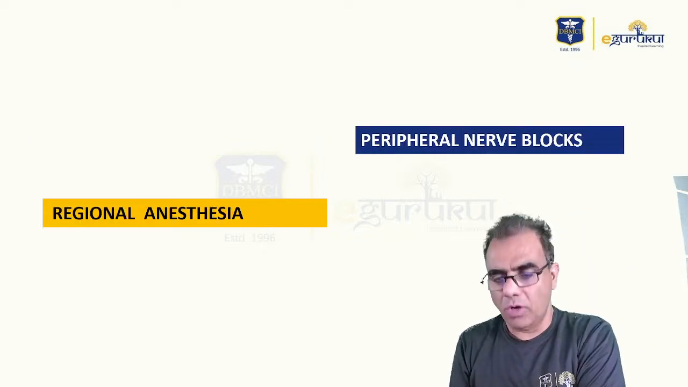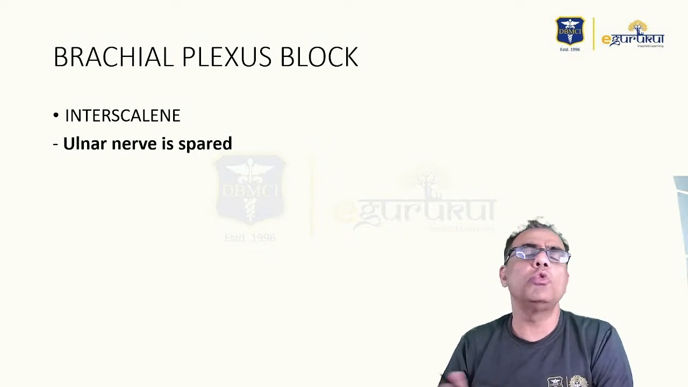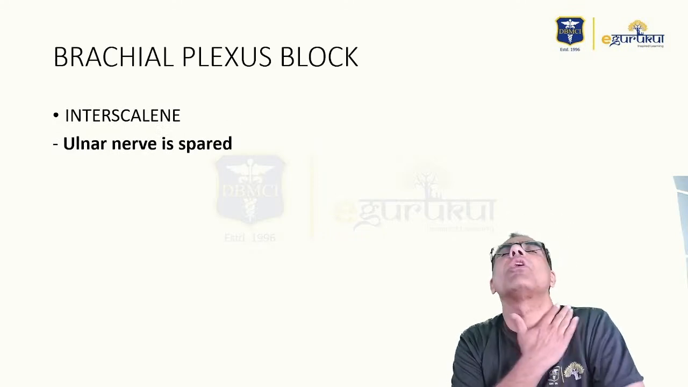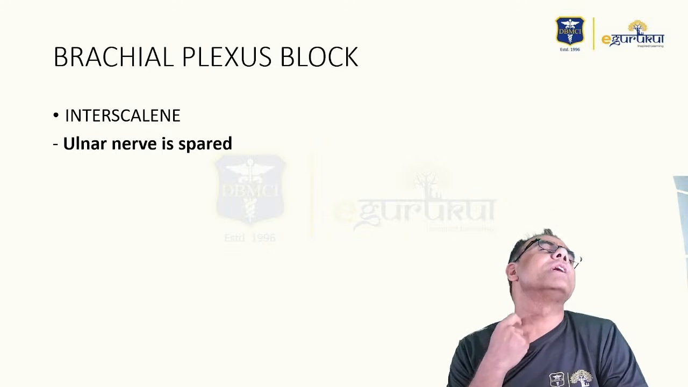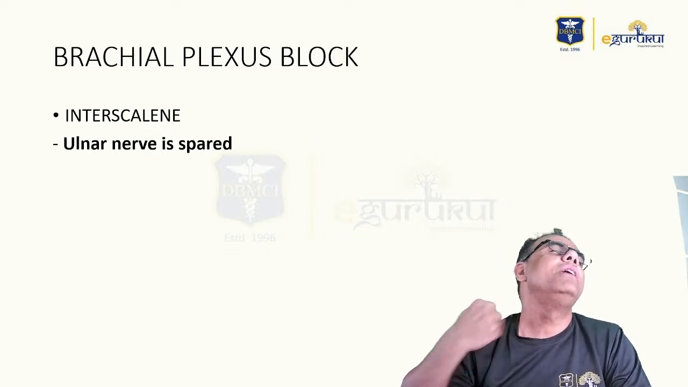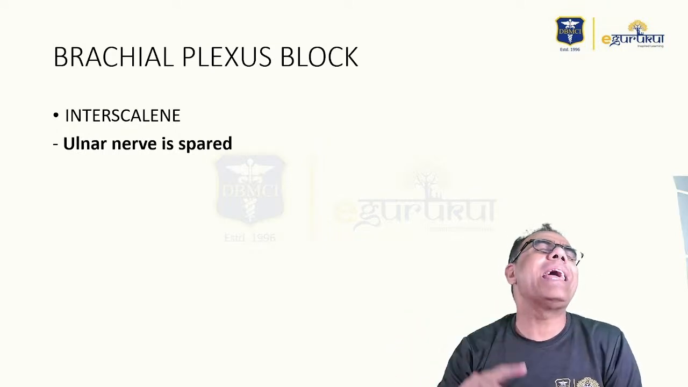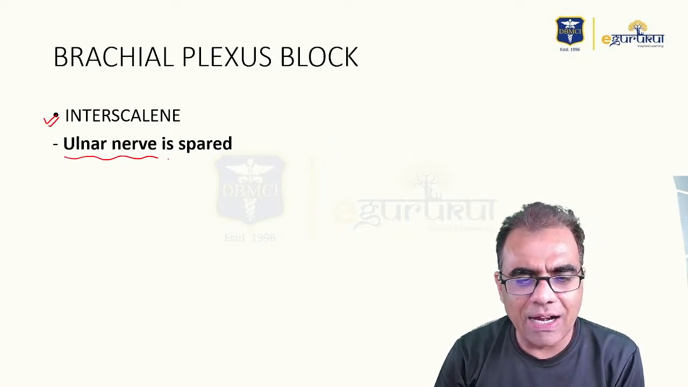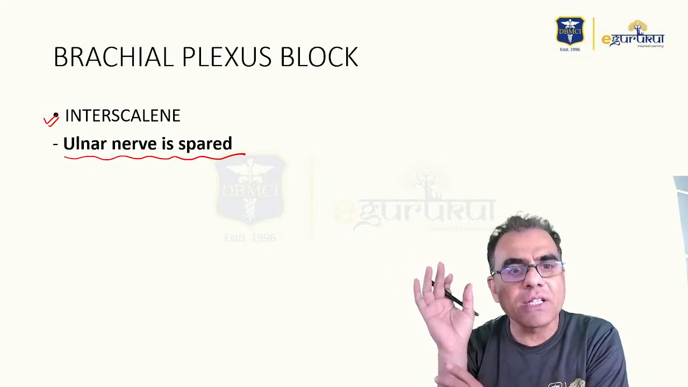Now, peripheral nerve blocks. Among the peripheral nerve blocks, most commonly used is the brachial plexus block. And brachial plexus is blocked for upper limb surgery, obviously. And brachial plexus we can block at four sites: between anterior and middle scalene, that is interscalene; supraclavicular level; infraclavicular level; and axillary level. So at the interscalene level, between the anterior and middle scalene, the ulnar nerve is spared. Ulnar spared means it cannot be utilized for hand surgeries.